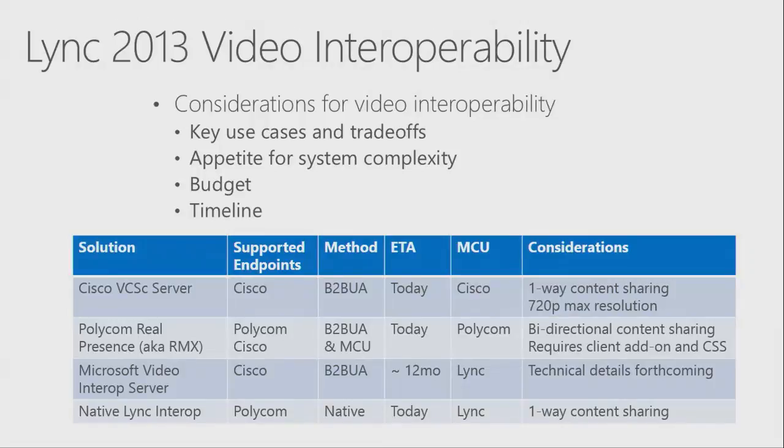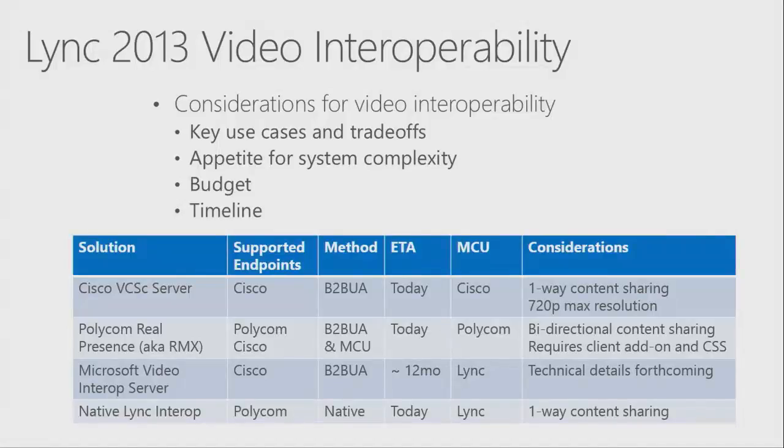Cisco themselves have also come out with a video interop server, and that also is a back-to-back UA model. But for that, you're joining the Cisco meetings. It's not like Cisco's going to come out with a server that's going to let the Cisco rooms join the Lync meetings either. They want to have the Lync endpoints join the Cisco meetings, and you have one-way content sharing at a max of 720p for HD. So that's another option there.